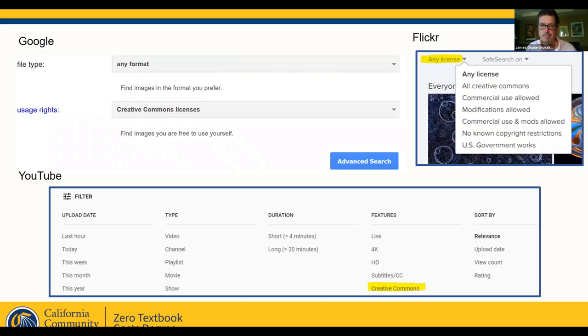Let's take a peek quickly at some of the platforms. Google, Flickr, and YouTube, again, they all have the ability for you to search specifically for Creative Commons licensed materials. The secret sauce is Google Advanced Search, folks. Scroll all the way down to the bottom and you'll find usage rights, and you can ask Google to only return Creative Commons licensed materials. It's amazing. That's the way you can find a lot of stuff. It's a pretty quick way to get to some interesting search results, particularly if you're looking for images or discrete files on a very particular topic.